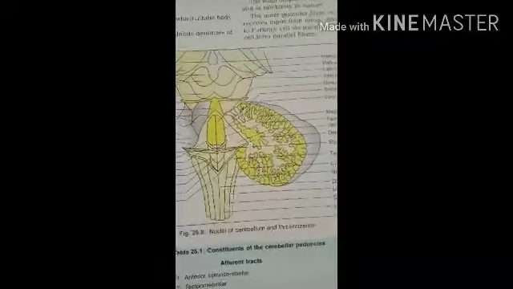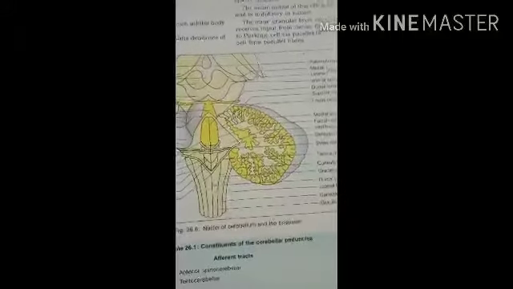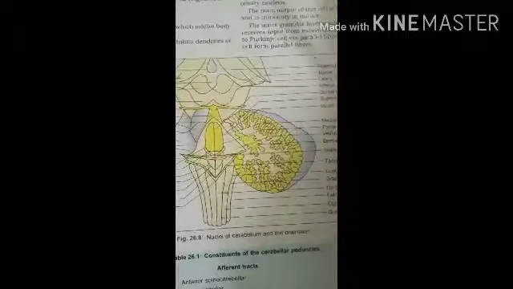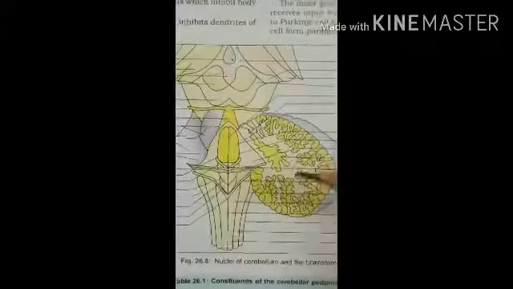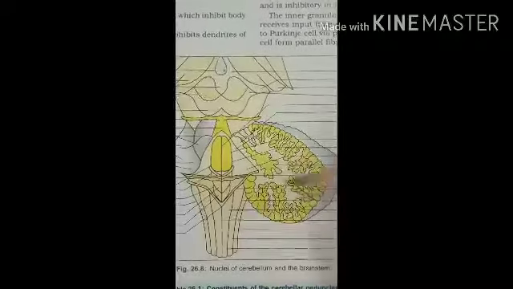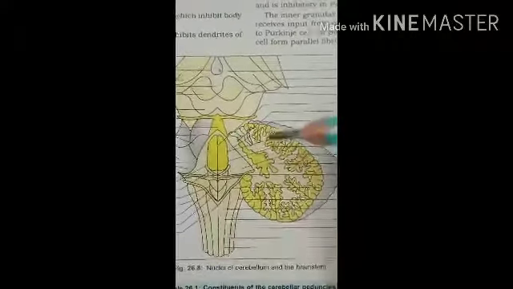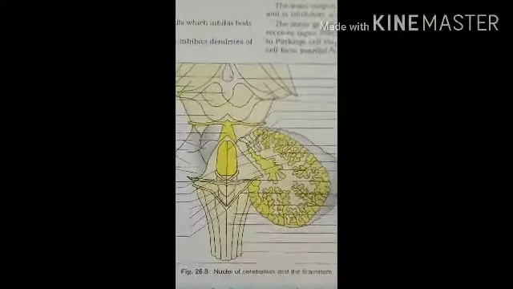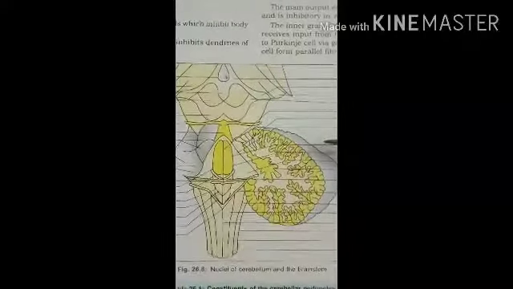Then next to it, that is the scanning speech. Scanning speech is explosive and jerky speech. Then falling on the side of the lesion on closing of the eyes. So these are the symptoms seen in the cerebellar syndrome.